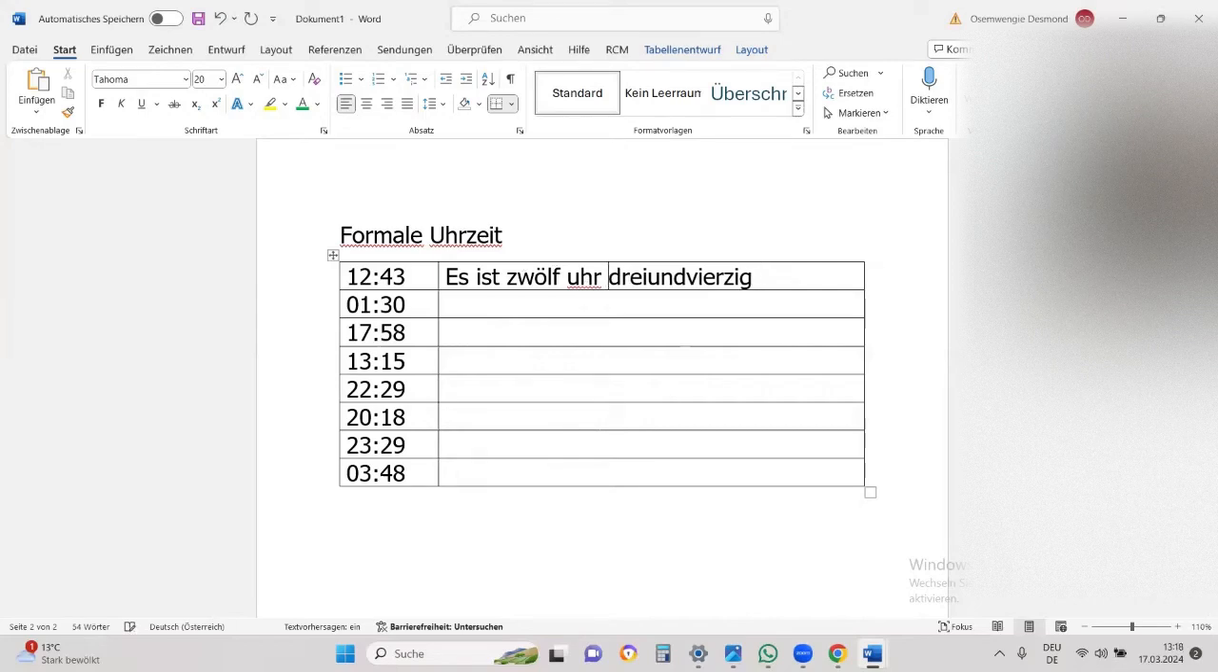You can do it this way, or you can put a comma if you like. It's just like you're saying it. That's how to read it. It's 12 Uhr 43, or you can just move the comma. So the 12 Uhr refers to the hour there.